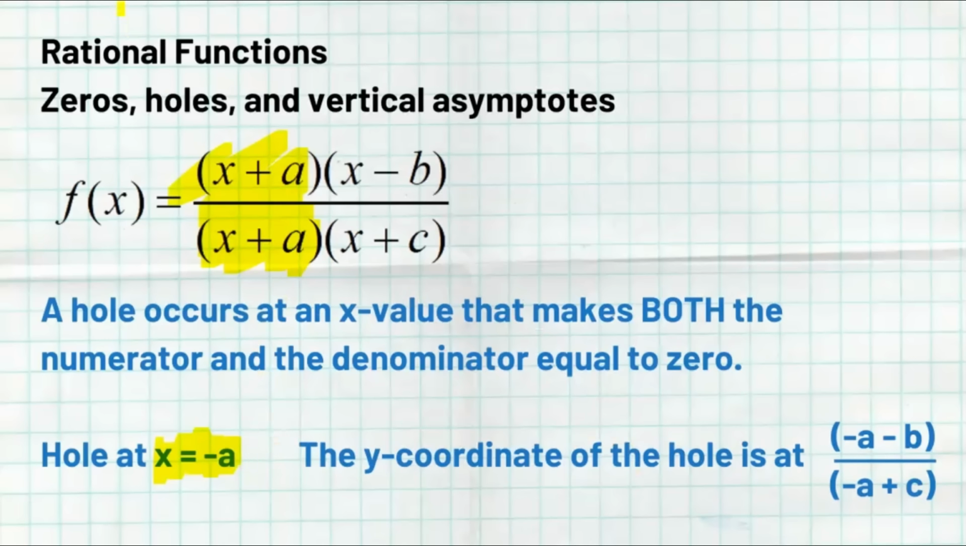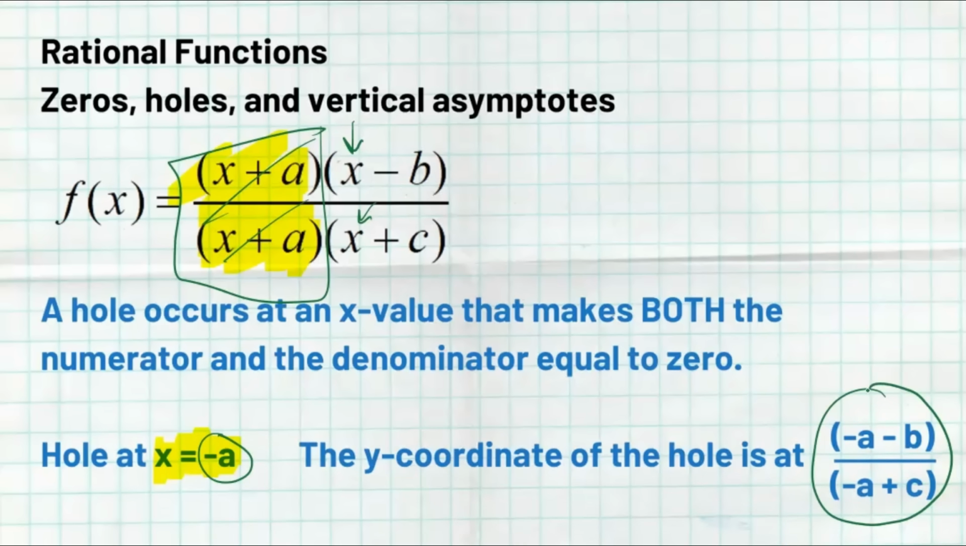Well, we simply take that value of negative a that we got right here, and we ignore these terms, because technically they're going to get removed, and we plug negative a in to what is left. So we do negative a minus b on top, negative a plus c on the bottom, and that value right there is going to be the y coordinate of where our hole is.